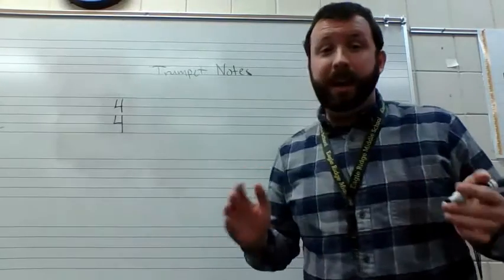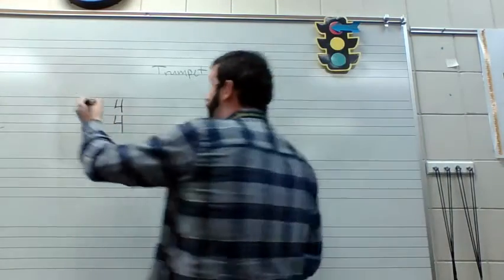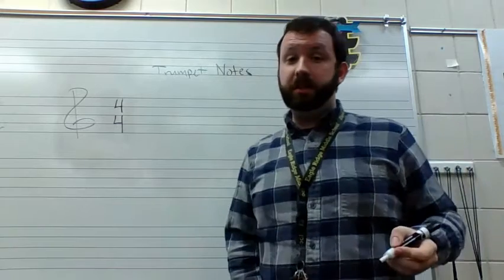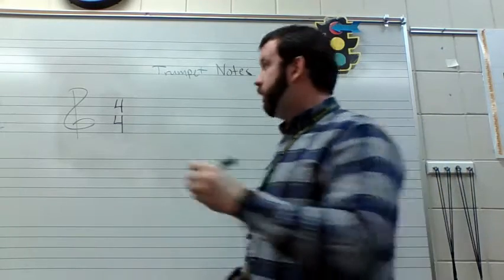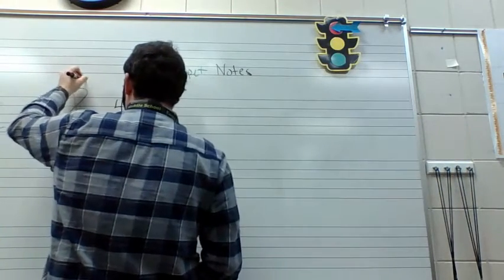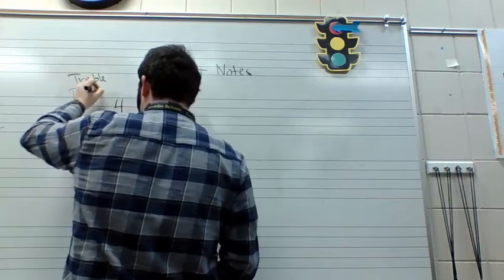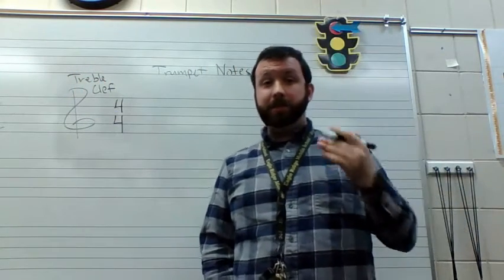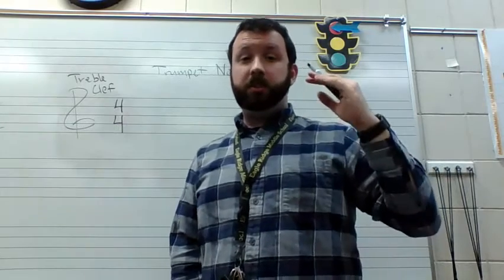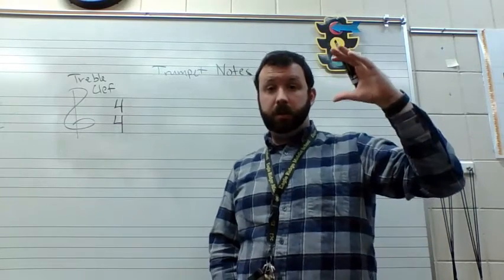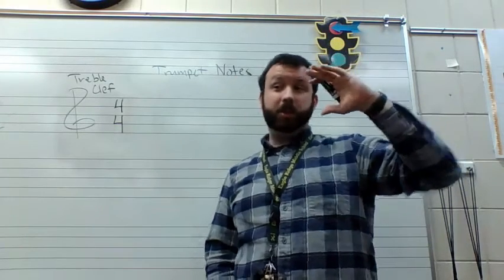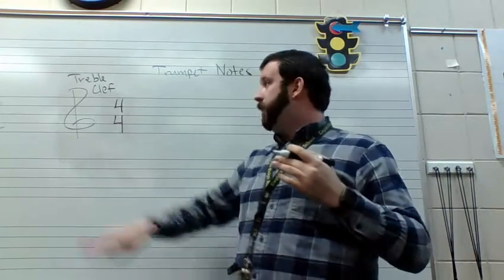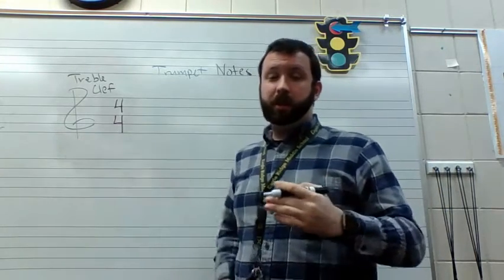At the beginning of any piece of music, you will see this symbol. Okay? This symbol is called a treble clef. And what a treble clef tells us is that the trumpet plays, generally speaking, higher notes than the trombone, the tuba, some of those lower instruments, which read a different clef. But our notes are on the treble clef.